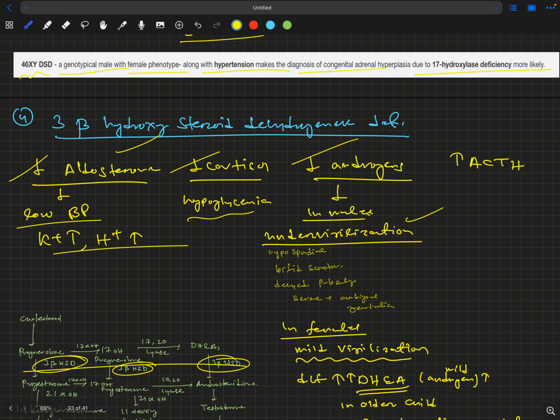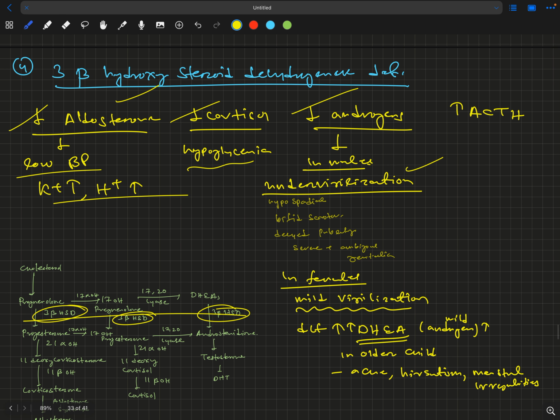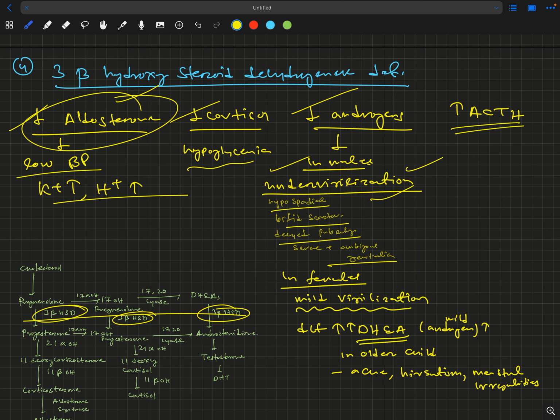But in case of 17 alpha hydroxylase deficiency, hypertension is there. In case of 3 beta hydroxysteroid dehydrogenase deficiency, there will be no hypertension, due to less aldosterone. In males, there will be underviriliization, hypospadias, bifid scrotum, delayed puberty, and in severe cases ambiguous genitalia, and there will be features of increased ACTH due to decreased cortisol.